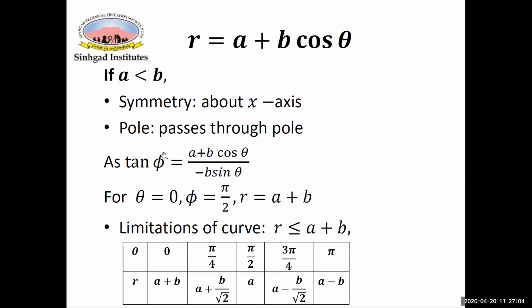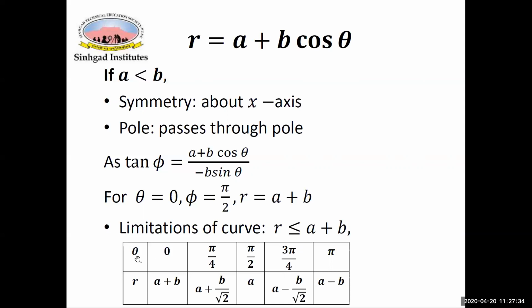Now we have to find the angle made by tangent at the line theta equal to 0. For that, find the value of tan phi. It is again a plus b cos theta by minus b sin theta. When we write theta equal to 0, we have phi equal to pi by 2. r is a plus b, and hence the tangent along the line theta equal to 0 is the perpendicular tangent.